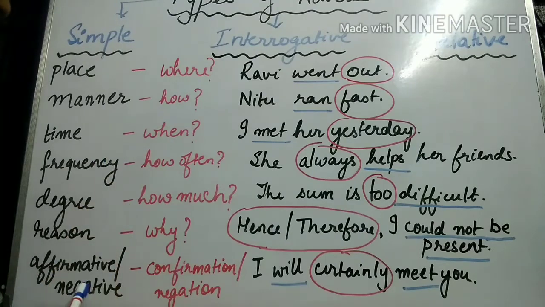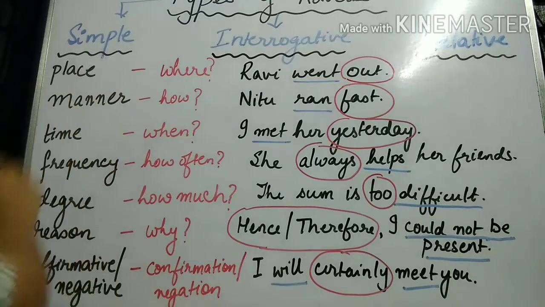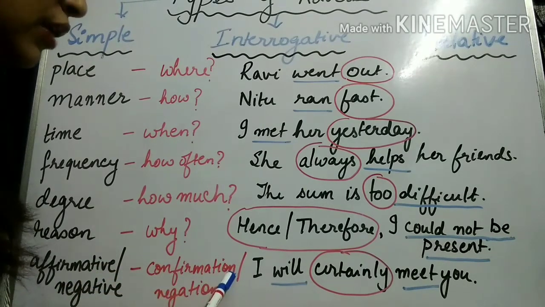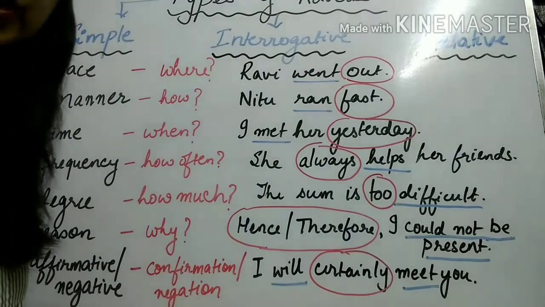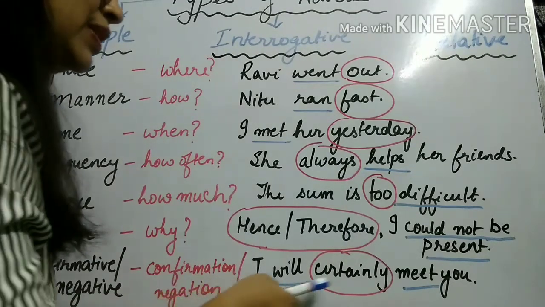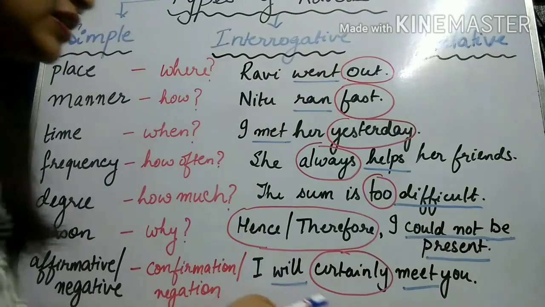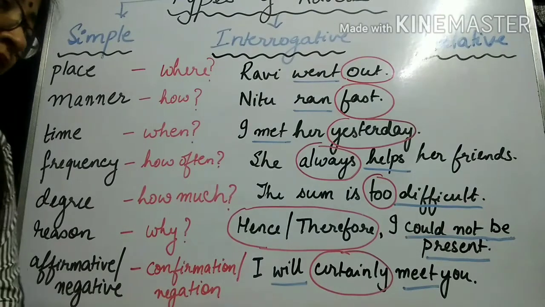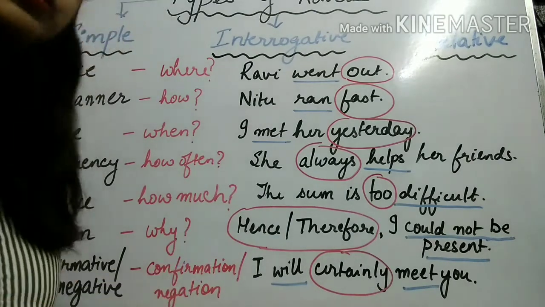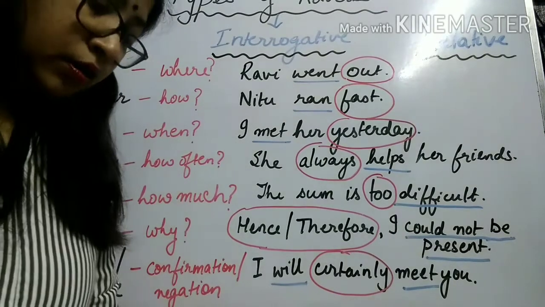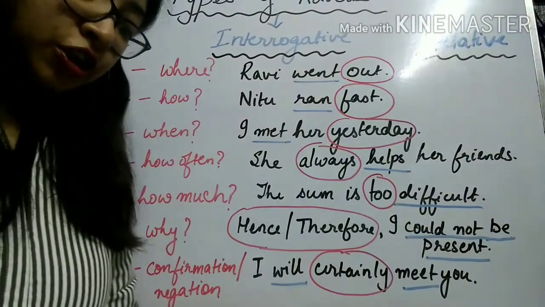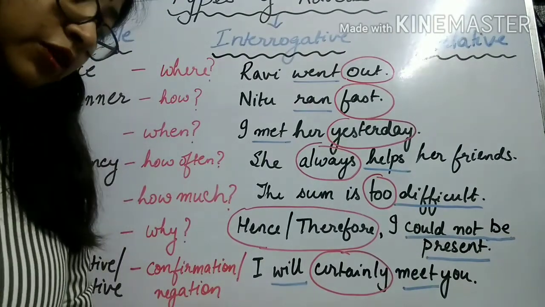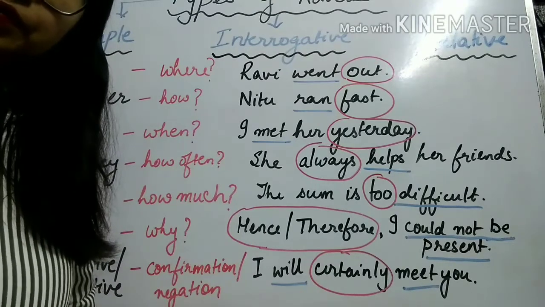And the last subtype of simple adverbs is the affirmative or negative adverbs. Adverbs used for confirmation or for negation of an act. So I will certainly meet you. Certainly here confirms the action of meeting you. Words like obviously, surely, definitely, unexpectedly, these are all examples of adverbs of affirmation or negation.